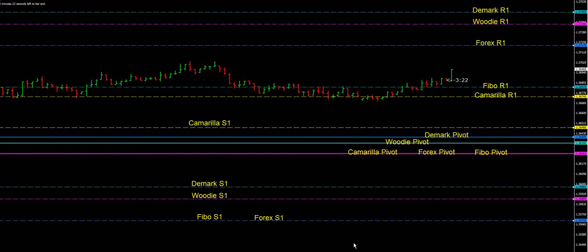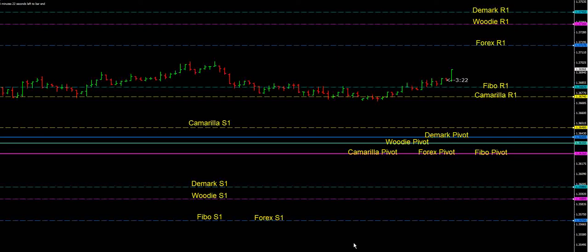If you think in the mass mind, as in the markets, Woody, DeMark, and Camarilla, yes, they are excellent pivot points, but from what you can see and from my trading, I really see that price responds better to the FIBO and the Forex pivot points. Not saying that's the way you want to trade.